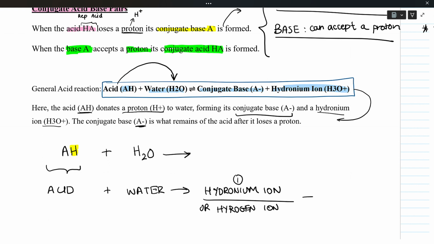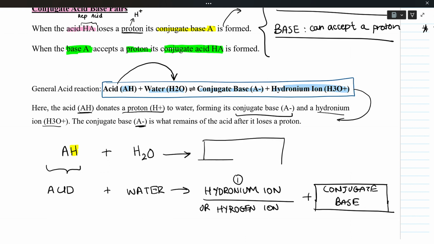Product number one. You're also going to have something else forming, which is going to be your conjugate base. Okay, so in general, we have two things forming here. One has to be that ion, the other has to be the conjugate base. So how do we figure out the chemical formulas for these two?